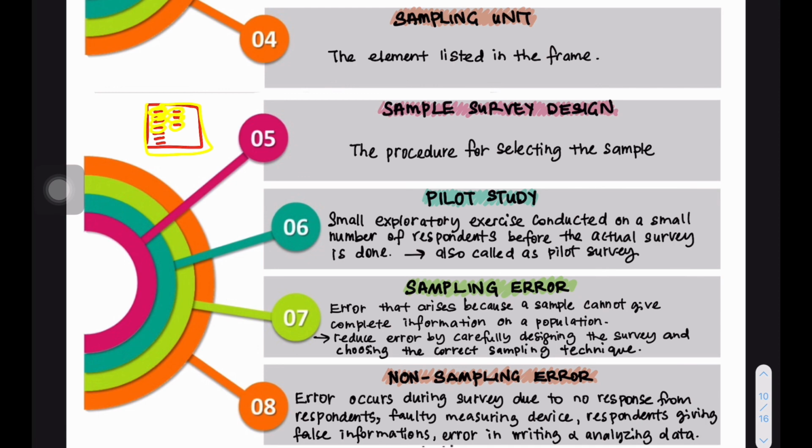So this is terminologies dalam sampling yang kita kena tahu, di mana terminologies ni adalah beberapa term yang penting yang kita kena tahu untuk kita betul-betul memahami about sampling.